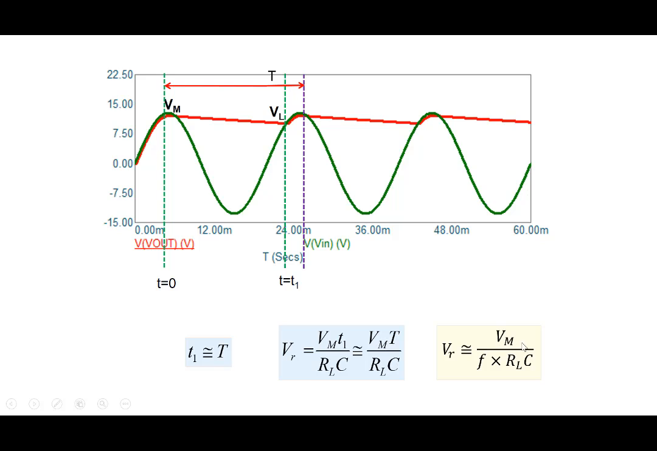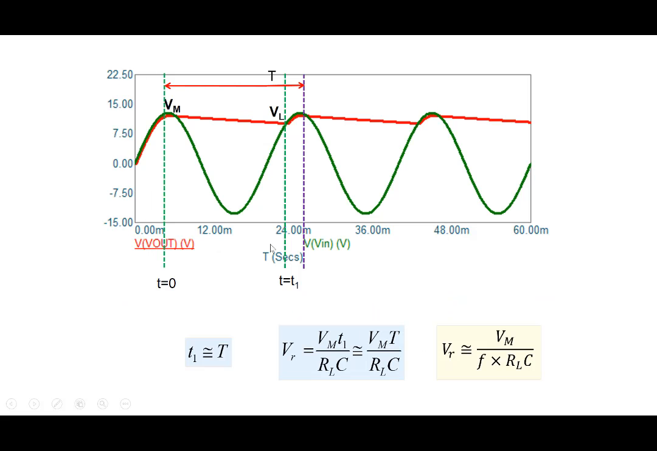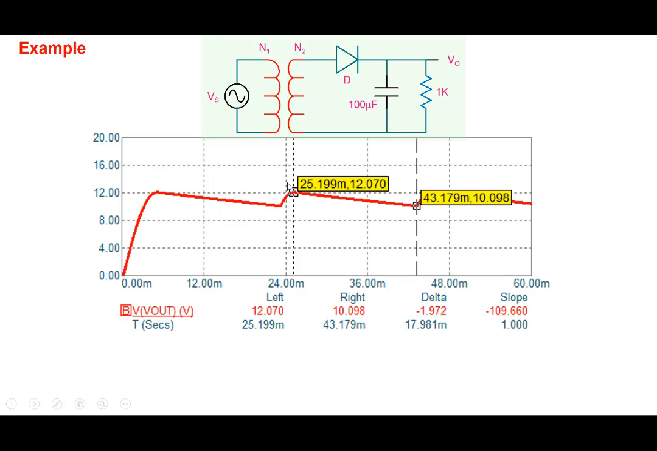So V ripple equals the maximum value Vm, divided by the frequency of the input sinusoid and the time constant RLC here. Okay, so there are approximations in this. We can see that we are making an approximation that T1 is practically equal to T, and also we had taken an exponential and approximated it by a Taylor series expansion, keeping only the first term. So there are approximations here, and so the value that we will get will have some amount of error associated with it. So let's look into it.